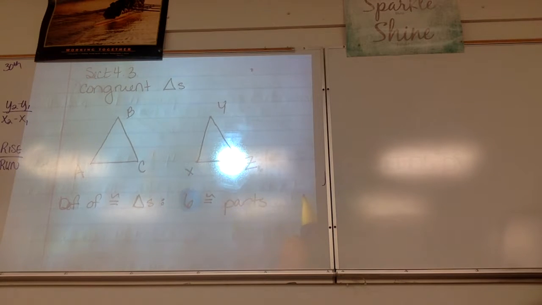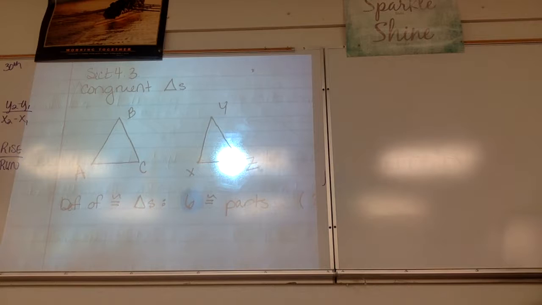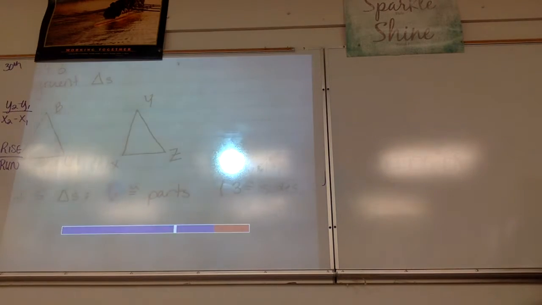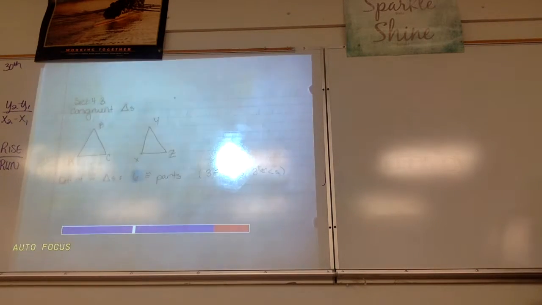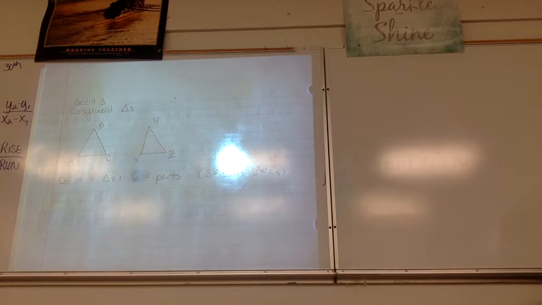Good. 6 congruent parts means 3 congruent sides and 3 congruent angles. In order for a set of 2 triangles to be congruent, you have to have 6 congruent parts. And this is that whole having to go the long way first. There's no shortcut. You need all 6 parts to be congruent to be able to say, by definition, you have congruent triangles.